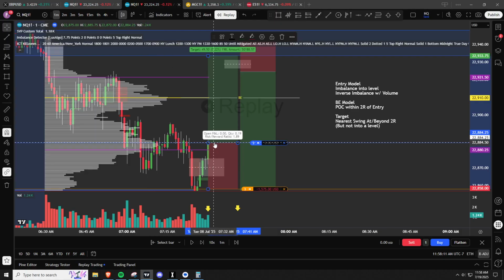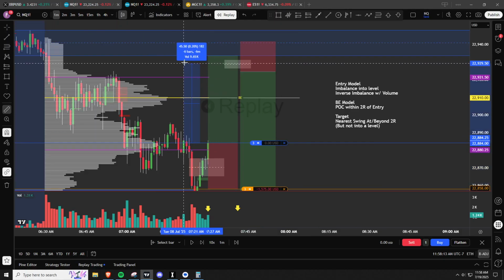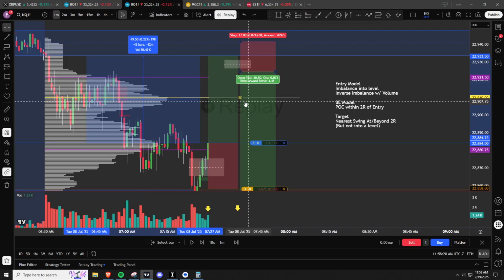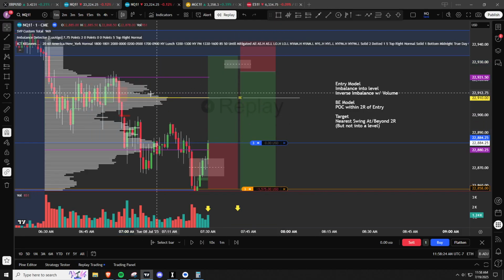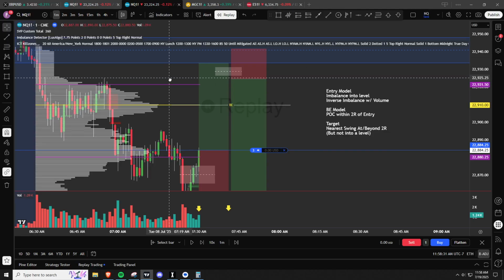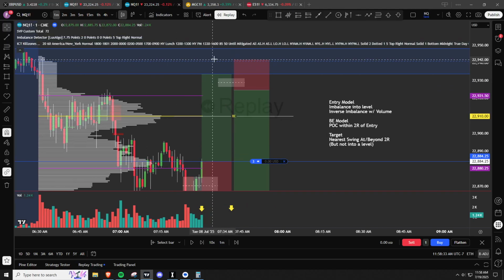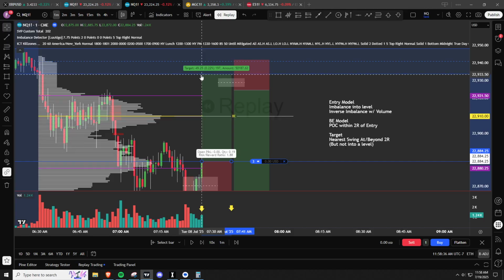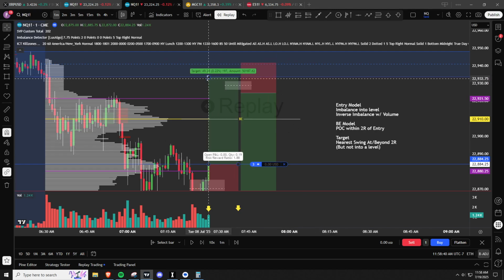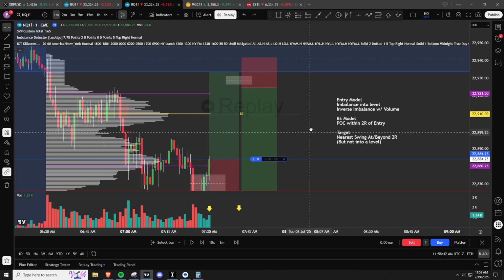Now we need to find, between here and here, the highest volume area. And that is indicated by this yellow line. I also have it marked as BE right there. That is going to be my break-even point. And now my target is going to be the nearest swing at or beyond 2R. Since 2R is going into the level, I don't want to trade into this level. I just want to trade right at it. I can trade up to it though.